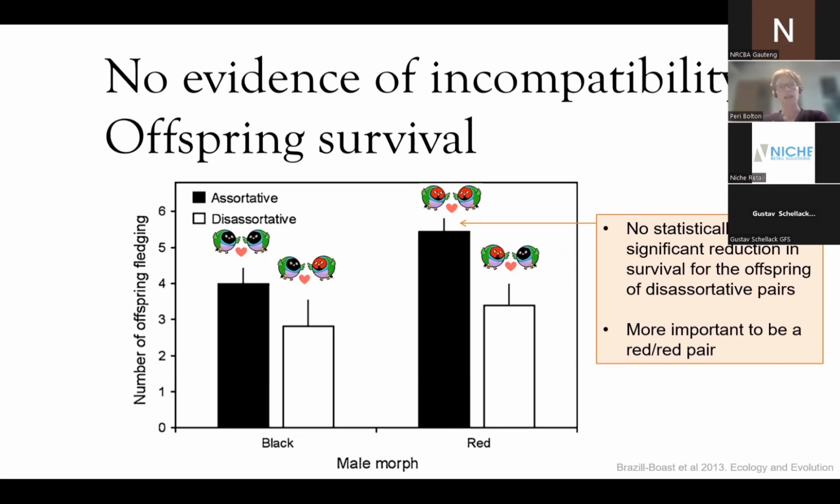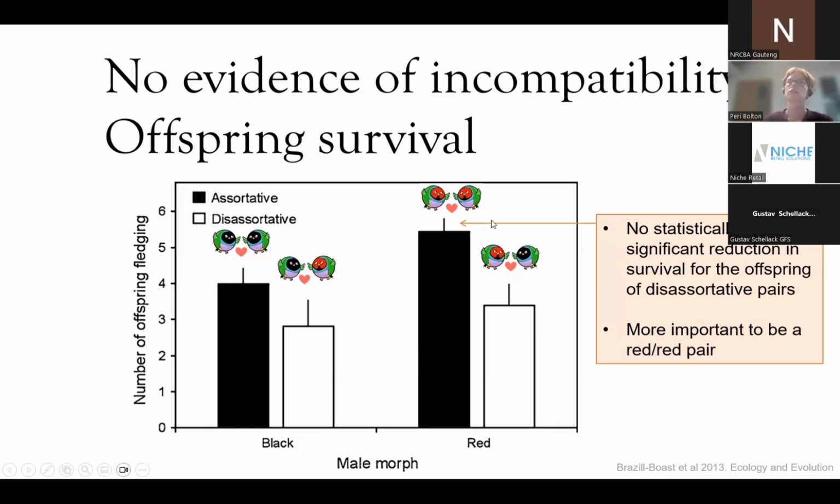James found that there was a slight tendency for mixed morph pairs to have lower offspring survival, but this difference was not statistically significant. So more data might show that this pattern is not real. The second effect that we were talking about was the mortality, and there's no evidence of this at the nest stage. And what was more important was to be a red pair.